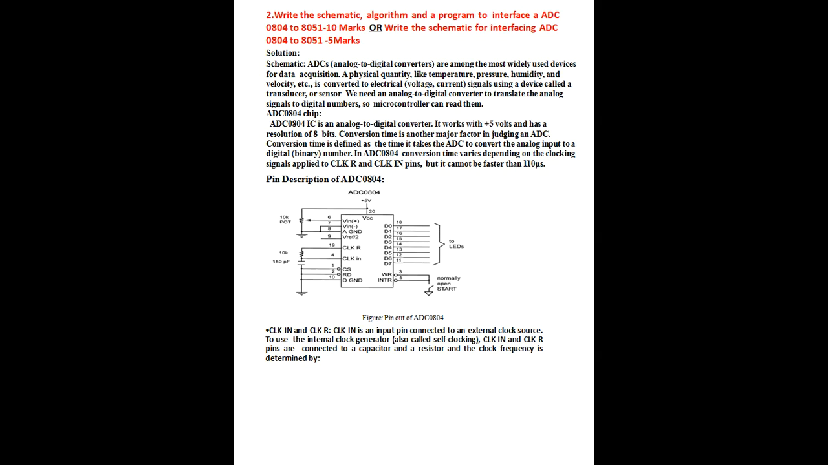Clock in and clock R are input pins connected to an external clock source. To use the internal clock generator, also called self-clocking, the clock in and clock R pins are connected to a capacitor and resistor, and the clock frequency is determined using this method. Here you have a formula to calculate that. If you take typical values, resistor is 10k ohms, capacitor is 150 picofarad, then we get a signal frequency of 606 kilohertz and conversion time is 110 microseconds.